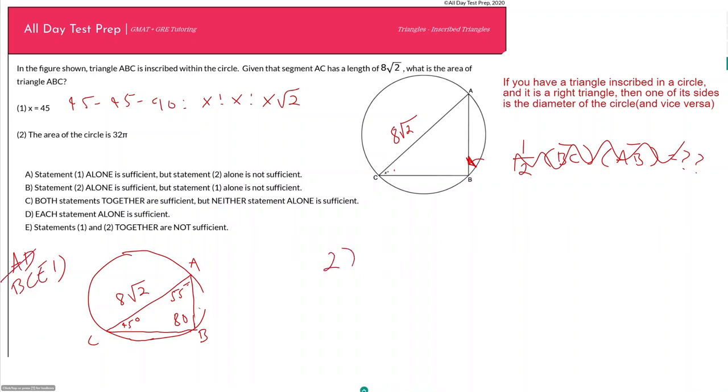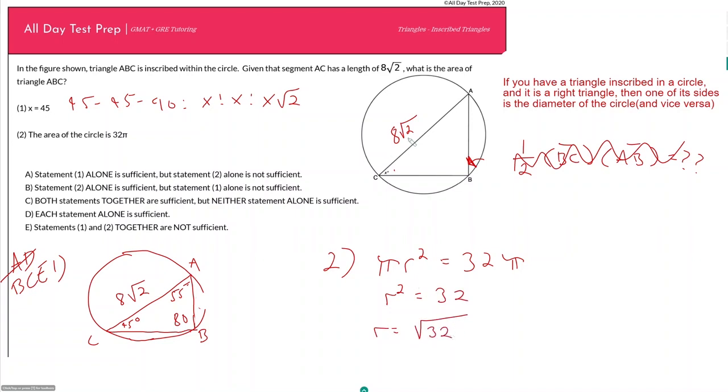So statement 2, what is statement 2 telling us? Statement 2 is telling us the area of the circle is 32 pi. So area of a circle is pi r squared, and that is equal to 32 pi. From this we can find the radius. So the radius squared should be equal to 32, and therefore your radius should be the square root of 32.